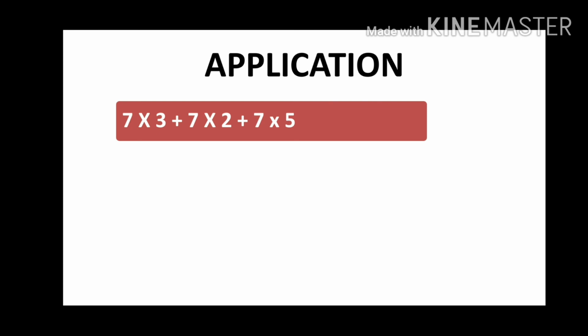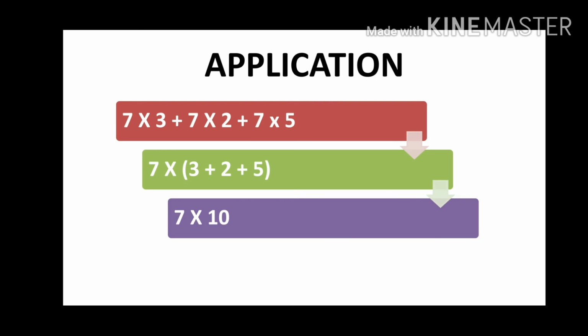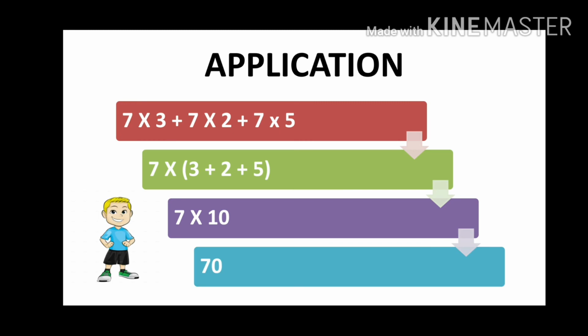Now here we can find 7 is multiplied with 3, 7 is multiplied by 2, and 7 is multiplied by 5, and all the groups are added. So here what we can do, first we will see whatever is the common thing. Now 7 is common in all, so 7 is taken out. That means the other things 3, 2 and 5 are kept inside a bracket. So 7 multiplied by 3 plus 2 plus 5. So we can say 7 multiplied by 3 plus 2 plus 5 becomes 10. So 7 tens are 70.